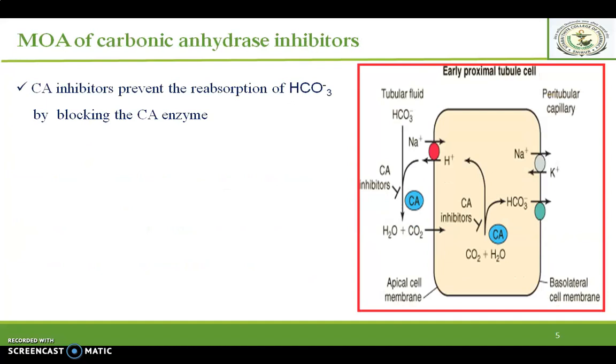So these carbonic anhydrase inhibitors prevent the reabsorption of bicarbonate ions by blocking the carbonic anhydrase enzyme, and the conversion of carbon dioxide and water to carbonic acid also gets inhibited by these carbonic anhydrase inhibitors. Due to that, there is an accumulation of bicarbonates in the tubular lumen.